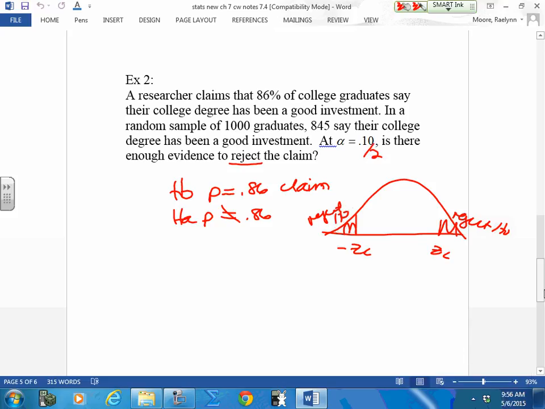If it's 1 tail, we don't have to divide anything. If it's 2 tails, we need to share. So what do you get for your cutoff?